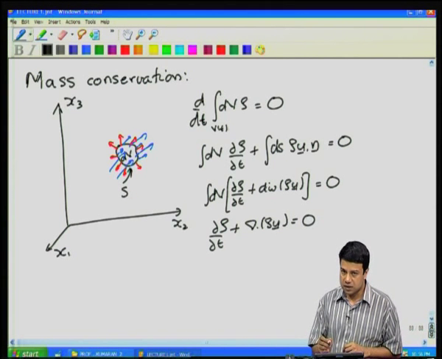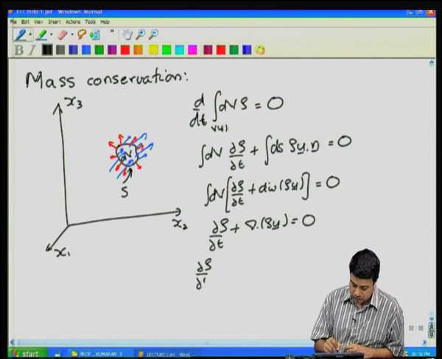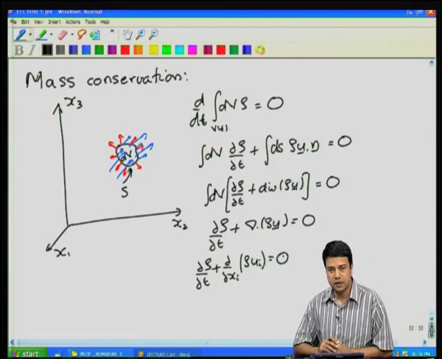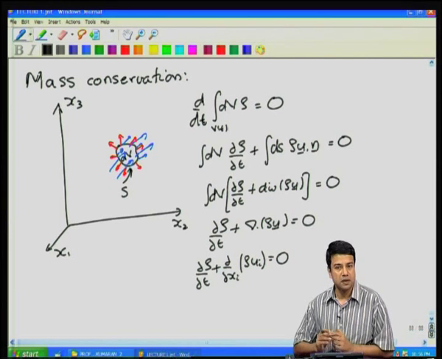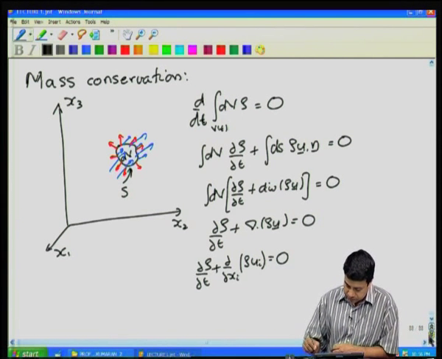If I were using Cartesian coordinates, I would just write this simply as partial rho by partial t plus partial by partial x i of rho u i is equal to 0. Okay. However, if I were to use a spherical or a cylindrical coordinate system, I have a definition of divergence. Okay, I have a definition of divergence and we saw how to get that. So, we just substitute that definition of divergence here. Okay.